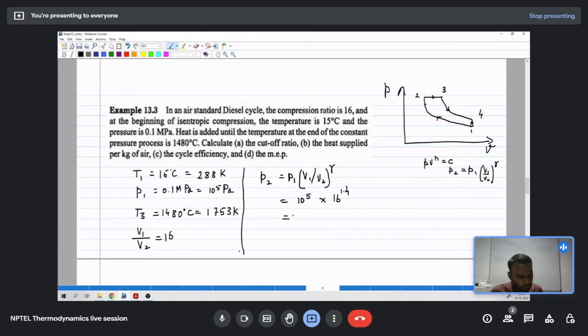So this becomes 4.85 into 10^6 pascals. So P2 is 4.8 megapascal, and we can calculate T2.